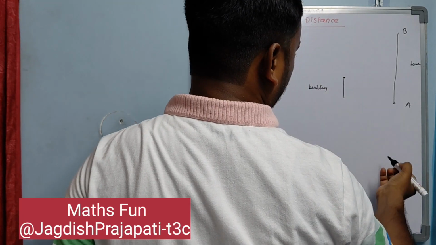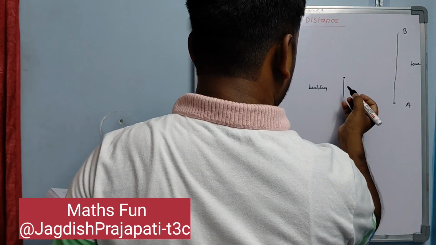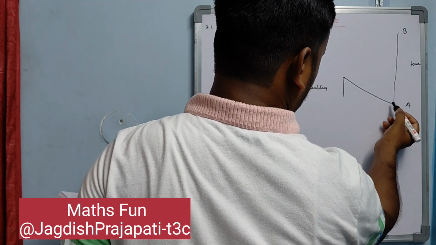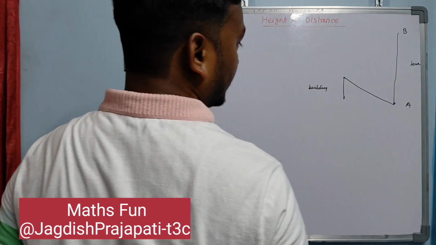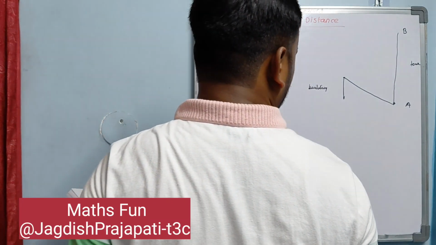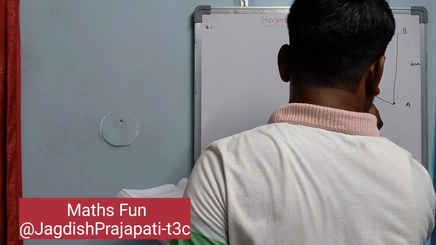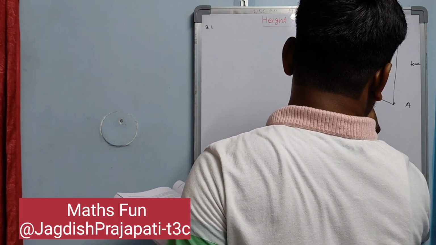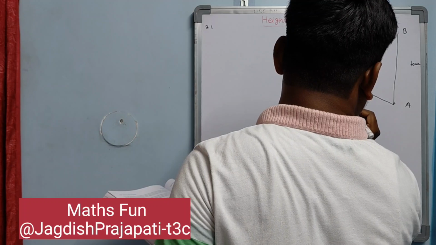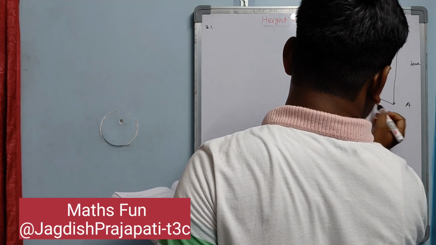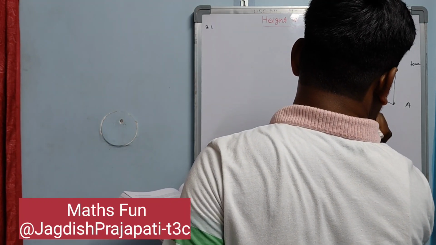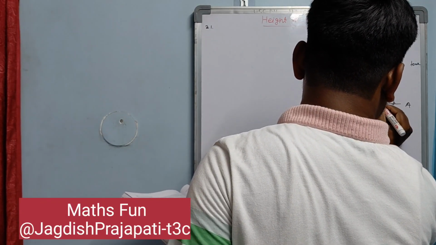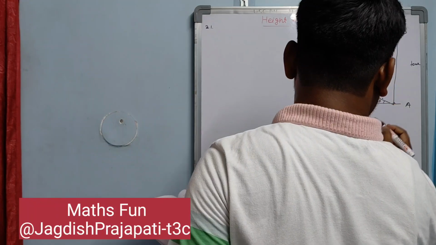This is the building. Okay. So the angle of elevation from the foot of the tower to the top of the building. What is the angle of elevation? Elevation angle is the angle which is formed between the horizontal and the line of sight. So this is the line of sight. So this angle is 30 degree.